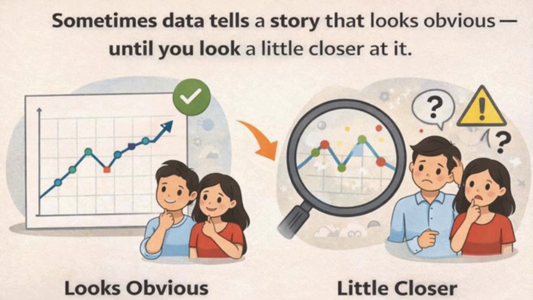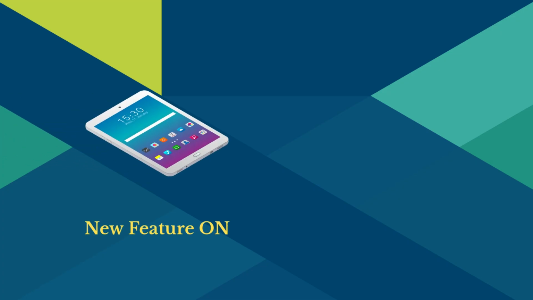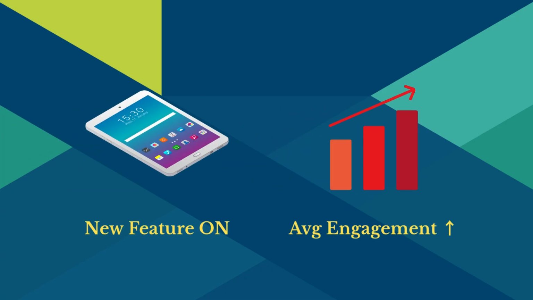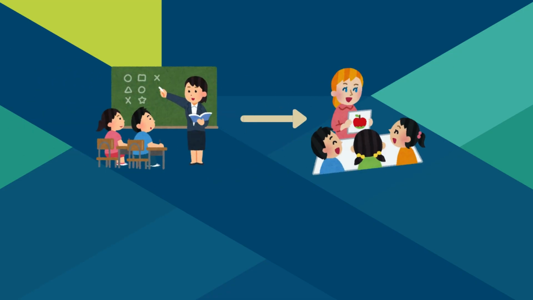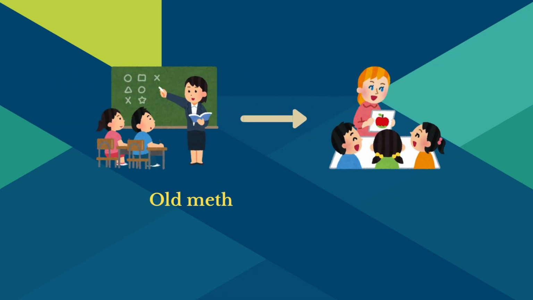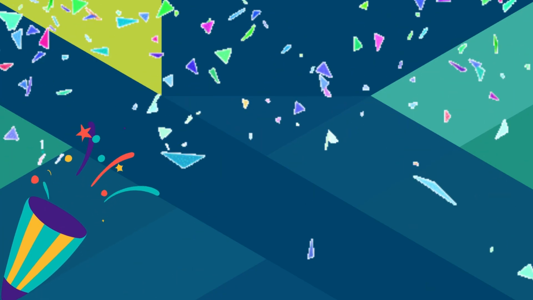Sometimes data tells a story that looks obvious until you look a little closer at it. You launch a new app feature and average user engagement goes up. You try a new teaching method and average score increases. At first glance, it feels like success.